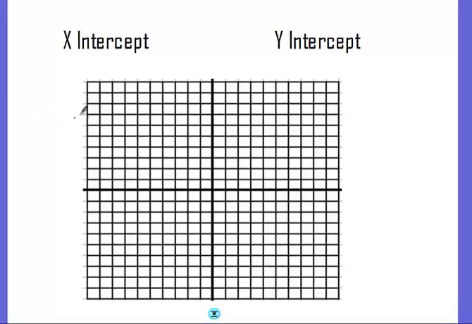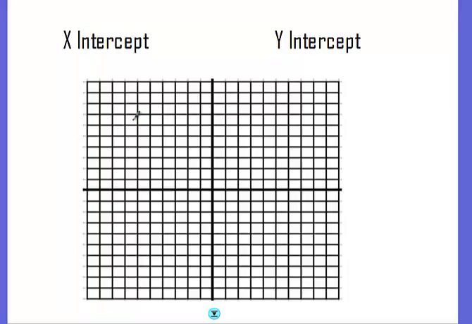Hey, what's going on, guys? Mr. Flores here. This video is the next in the series where we're talking about graphing linear equations, alright? And the last video talked about slope and how it interacts with the graph and how it's a constant rate of change. Now, this video is going to talk about x-intercepts and y-intercepts.